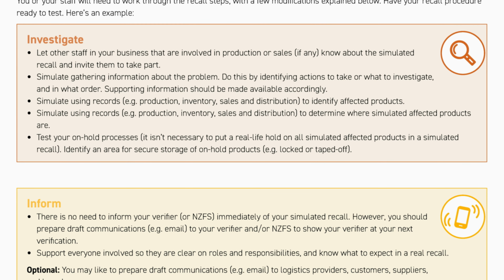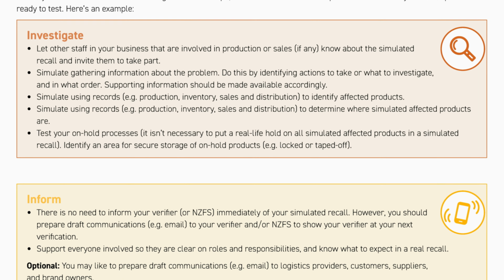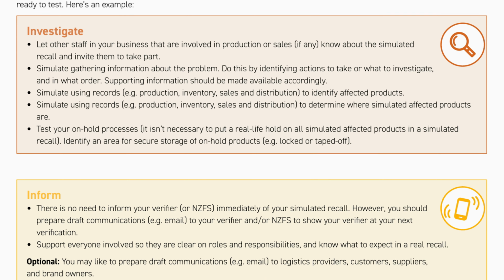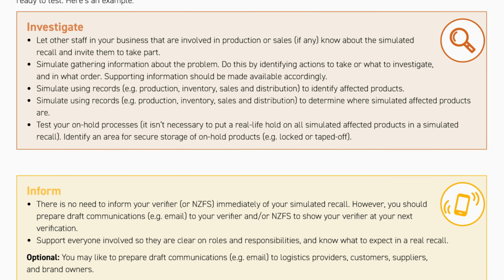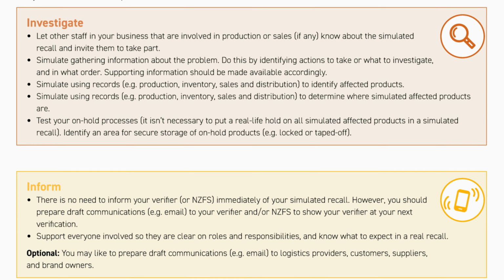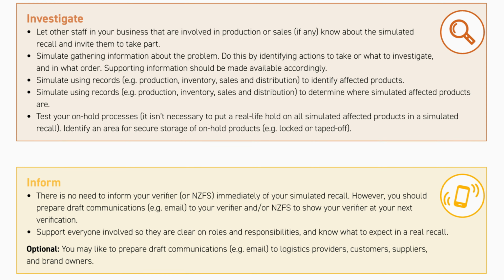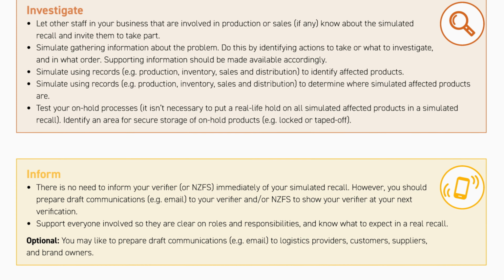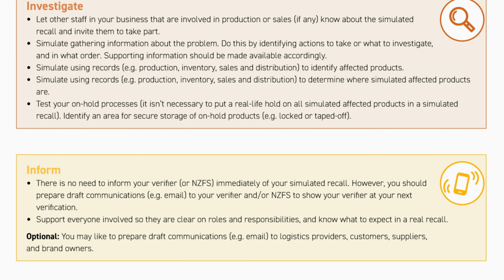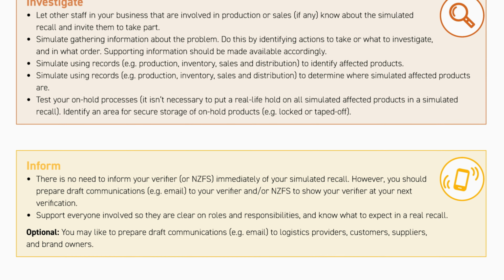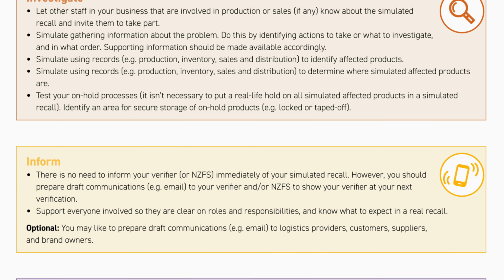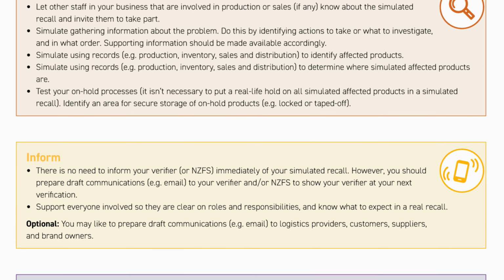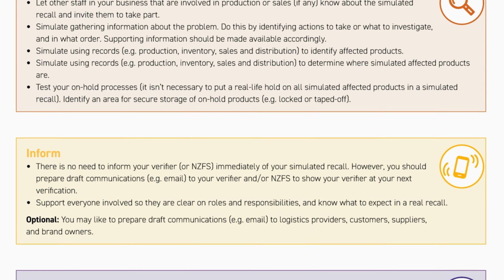Simulate using records such as production, inventory, sales and distribution to determine where simulated affected products are. Test your on-hold processes. It isn't necessary to put a real-life hold on all simulated affected products in a simulated recall. Identify an area for secure storage of on-hold products, such as locked or taped off.